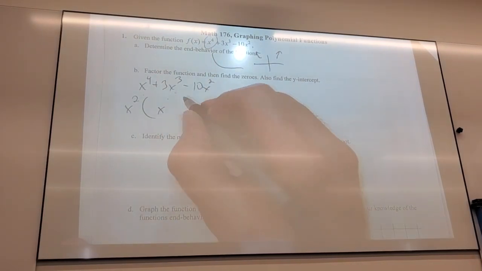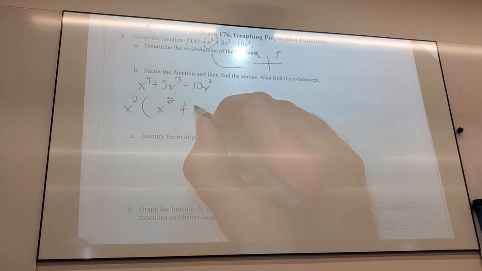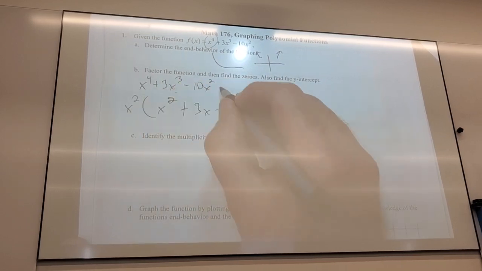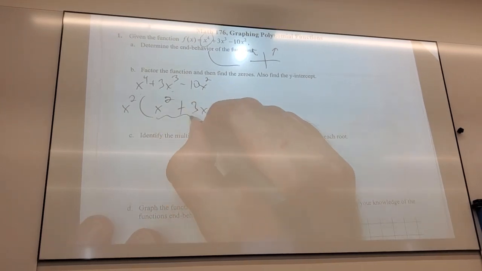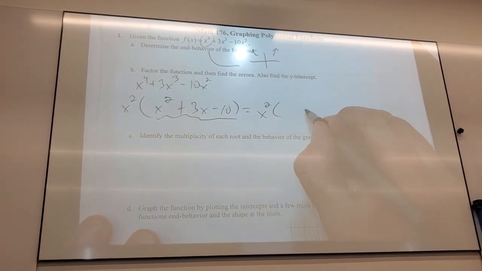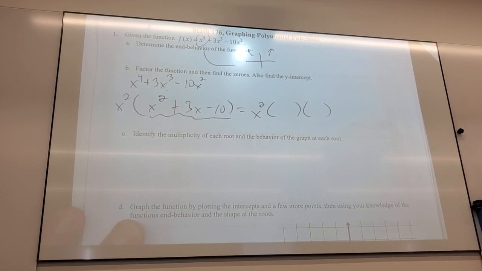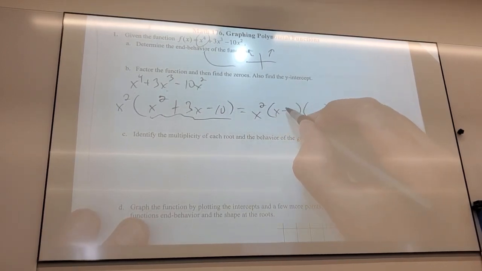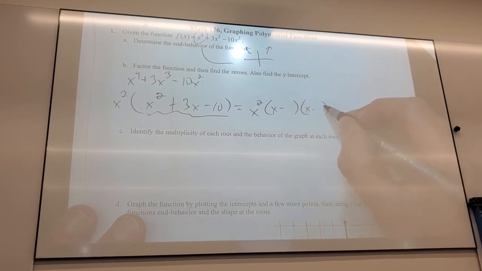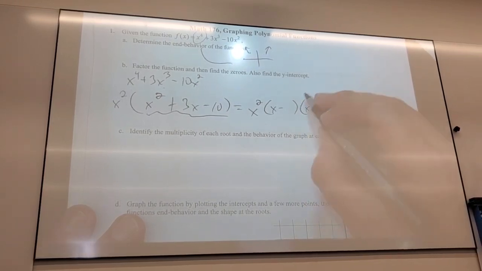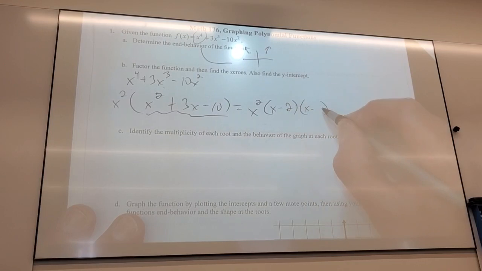X squared, parentheses, x squared plus 3x minus 10. Everybody loses 2 x's because you're taking 2 x's away. And then I've uncovered something. 2 and 5. So it'll be x, 2 and 5, which one is which? It's going to be negative 2, positive 5.